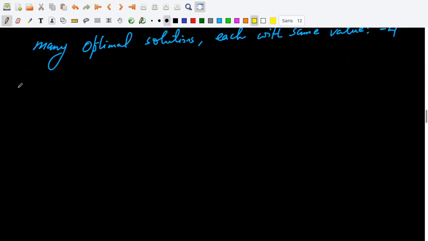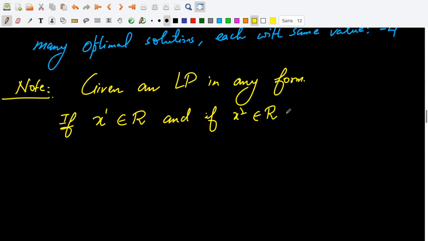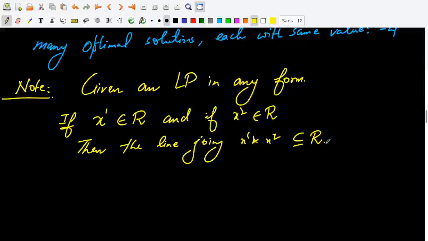In fact, with a little bit of thought, note, given an LP in any of the three forms, if x1 is in the feasible region and if x2 is also in the feasible region, then the line joining x1 and x2 also lies within the feasible set R.